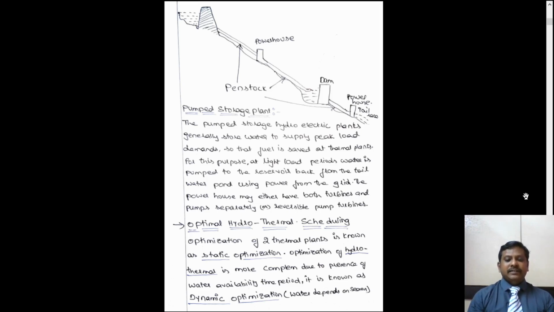So whenever we are having the rainfall or we are having the storage capacity, there you will be generating more power with the help of the hydro, so that the cost of the fuel which is used for the thermal power station can be reduced, by generating the power from the hydro.